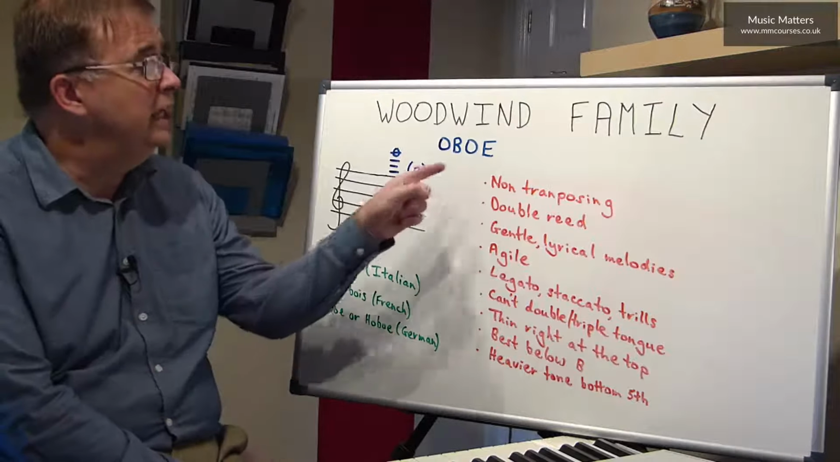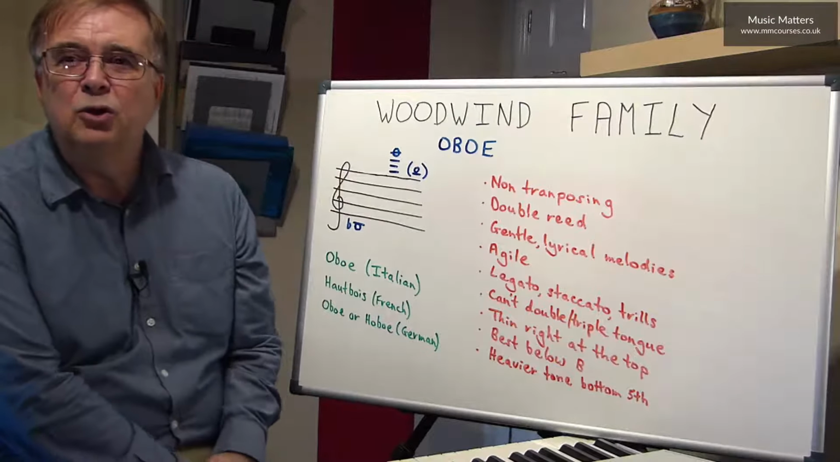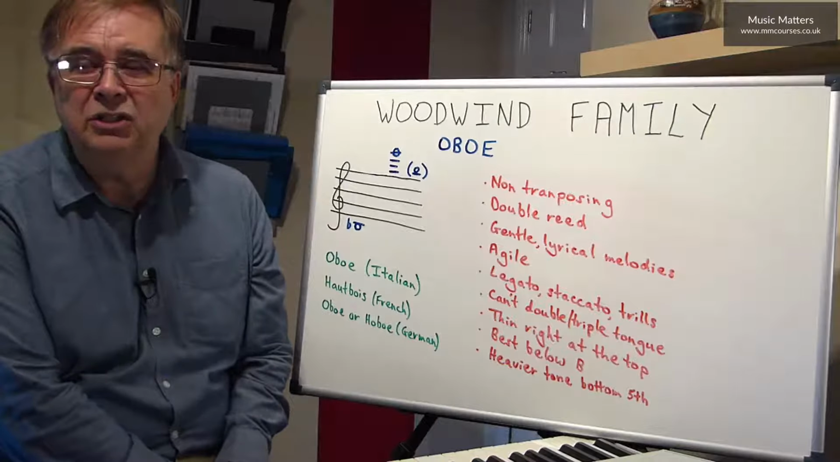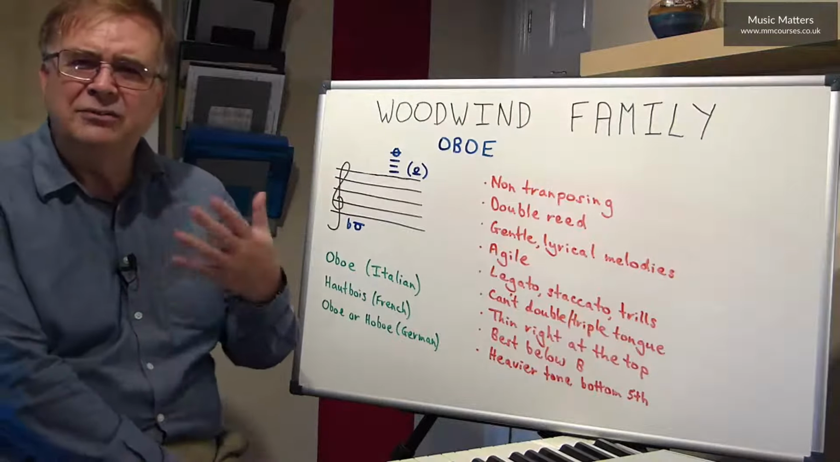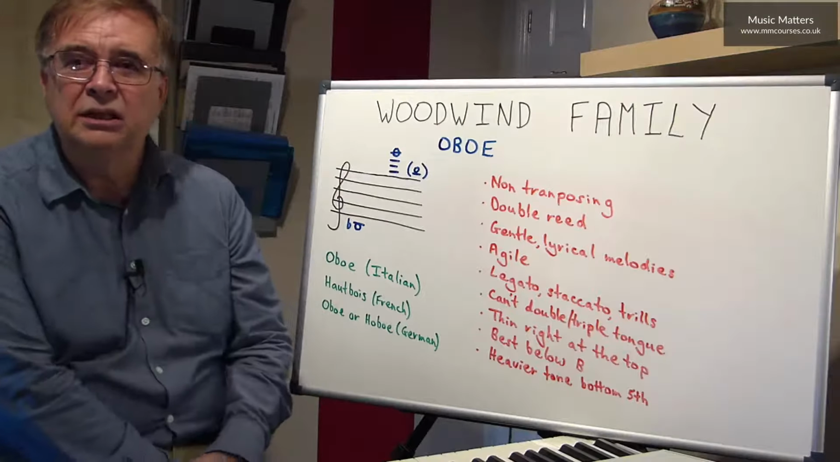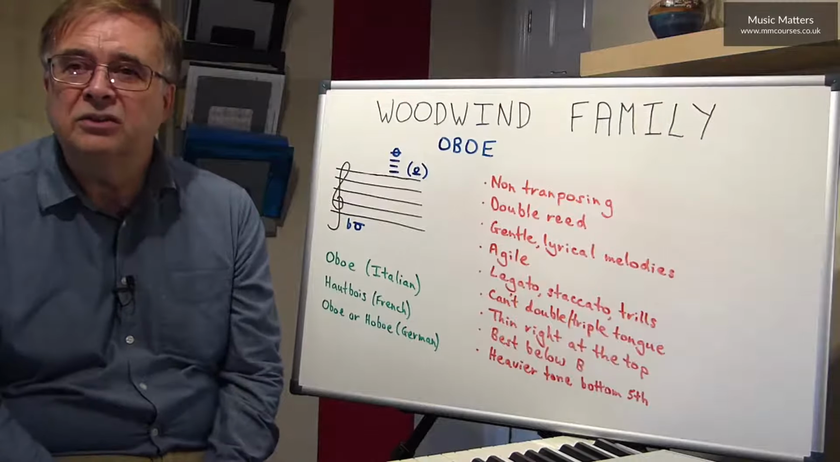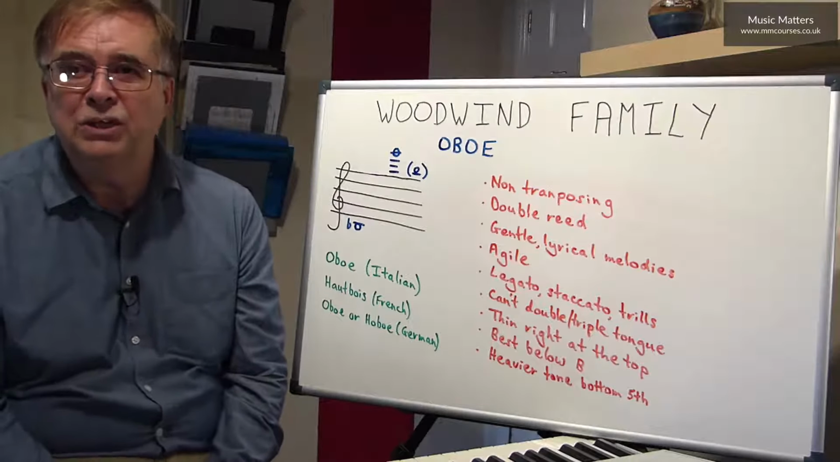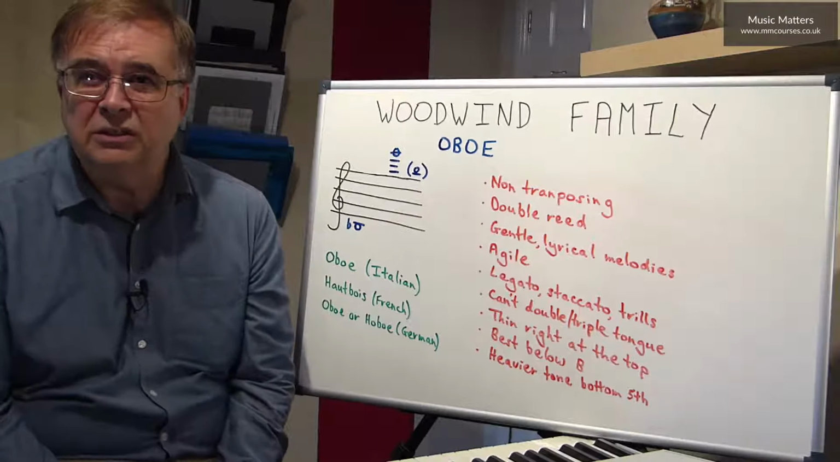The oboe is a non-transposing instrument, you'll be pleased to hear, so you can write for it at the pitch that you want it to sound, so no complications there. It has this very distinctive sound that's fairly close to the bassoon, and that's really because these are both double reed instruments. So the flutes we've been thinking about don't have a reed at all.